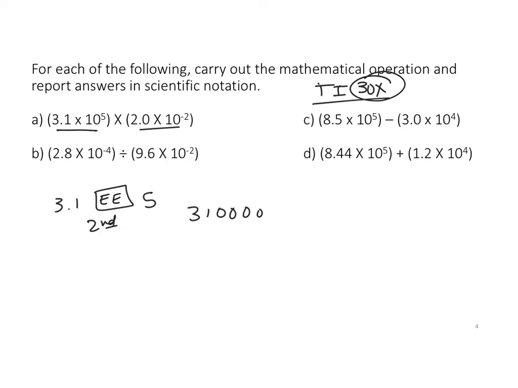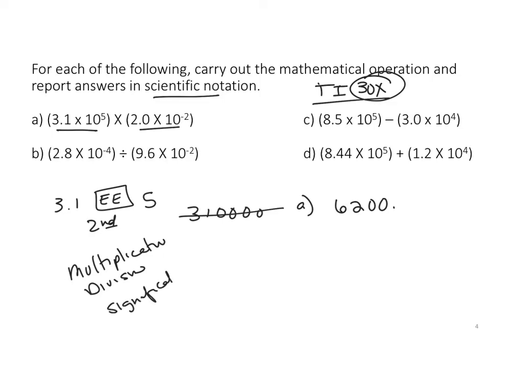And then I multiply that by 2.0 second E to the negative 2. And so A becomes, on my calculator, 6200. Now, when you do mathematical operations, for multiplication and division, you report significant figures. These are the numbers we write down for my calculator. Those significant figures for multiplication and division are the least number. So here you have 2 sig figs, and we'll talk about that a little bit more. And here you have 2 sig figs. Here you have 2 sig figs.